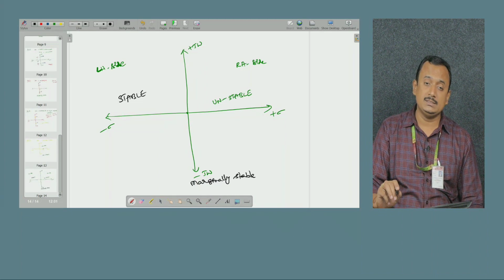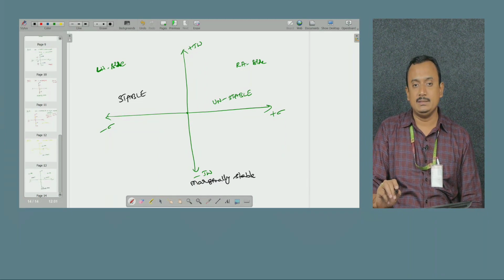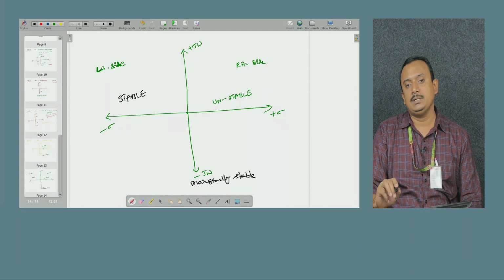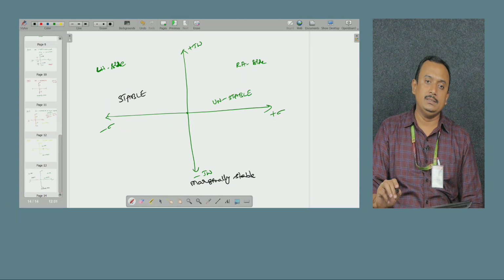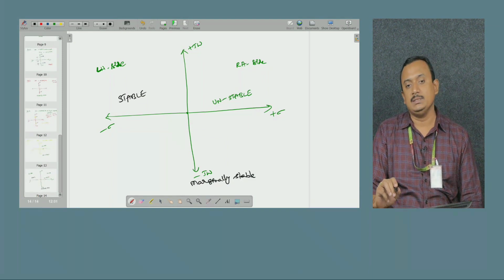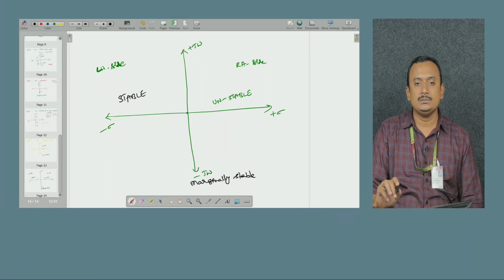And the next is, if the poles are imaginary and repeated on the j omega axis, then we can say the system is unstable. So this is one part in the time domain analysis.